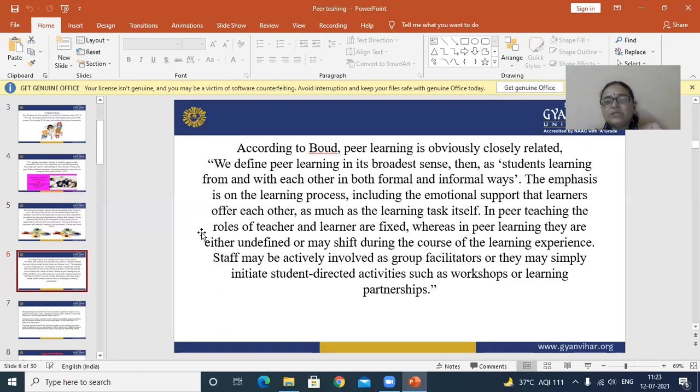Whereas in peer learning, they are either undefined or may shift during the course of the learning experience. Staff may be actively involved as a group facilitator, or they may simply initiate student-directed activities such as workshops or learning partnerships.